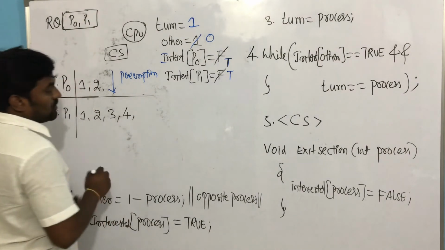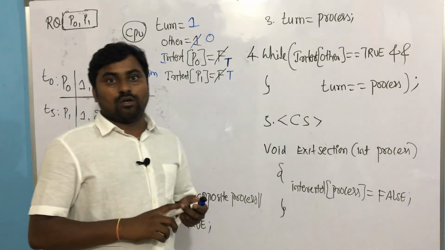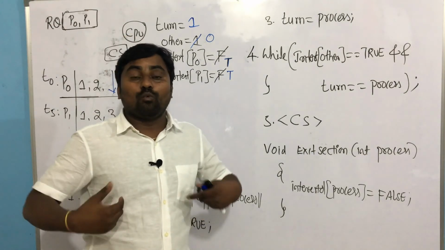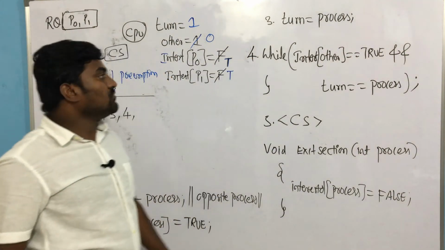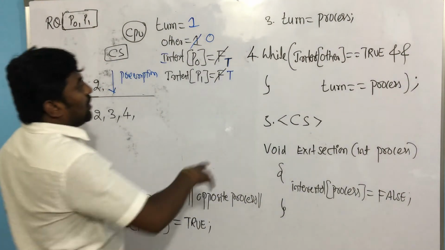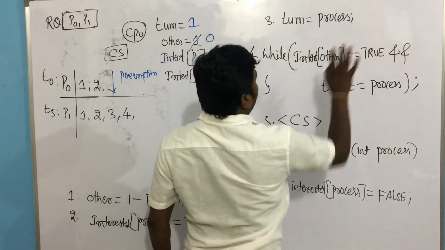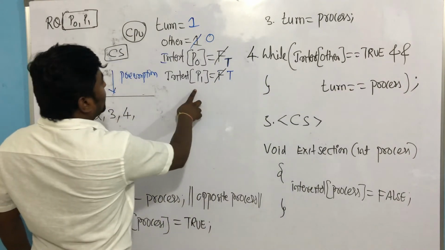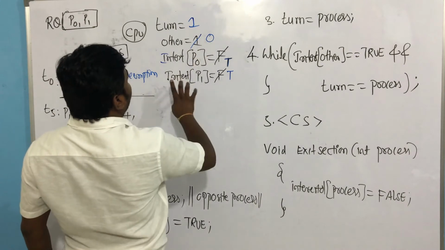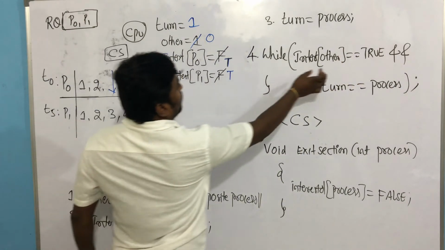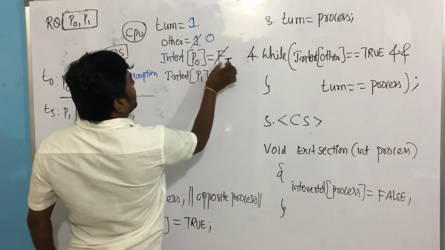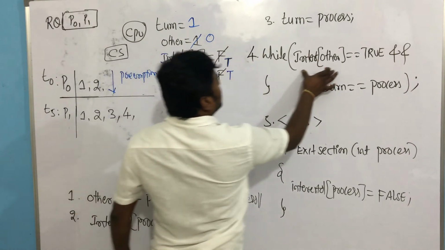So let me run the fourth instruction. What is the fourth instruction? Now I made the turn value, correct or not, but the other process is interested. Now who is going to use the critical section? For which I have to run the while loop. What is the while saying? Interested of other is true or not? So look this, interested of other. Who is other now? 0. P naught also true, correct or not? Other is P naught. P naught is true or not? True, correct. Left side condition is true.